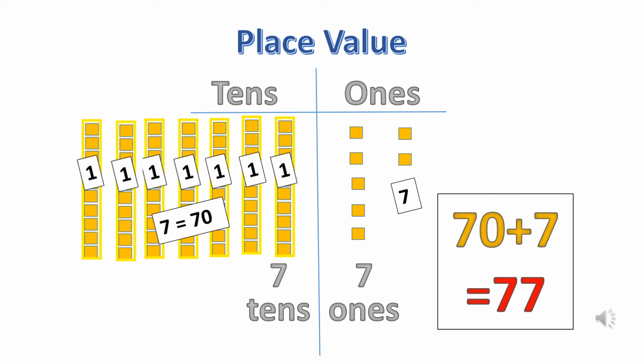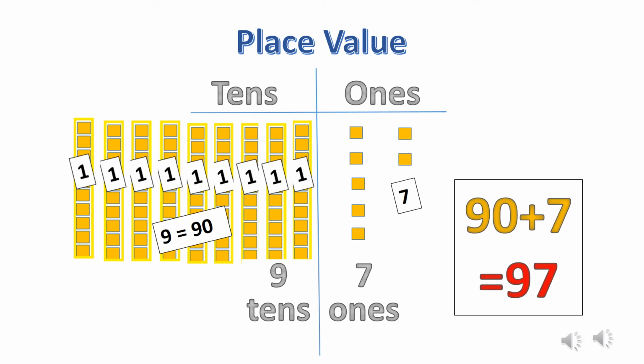Look what's going on in the place value chart when we write the number 77. We can show 7 ten sticks in the tens place. That has the value of 70: 10, 20, 30, 40, 50, 60, 70. And we put the 7 ones in the ones place. 7 tens, which equals 70, plus 7 ones equals 77.